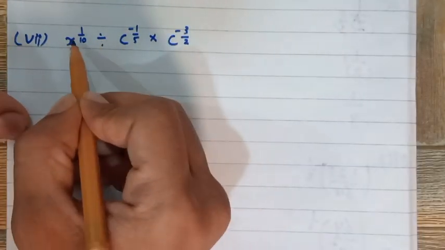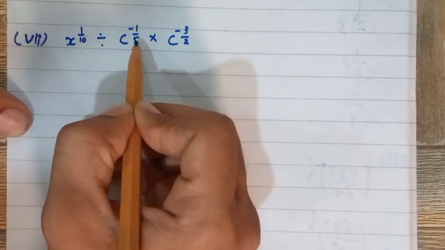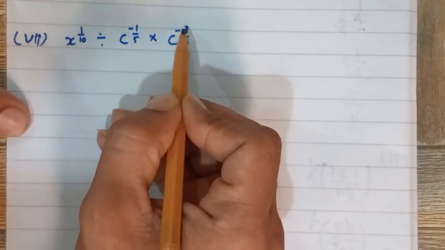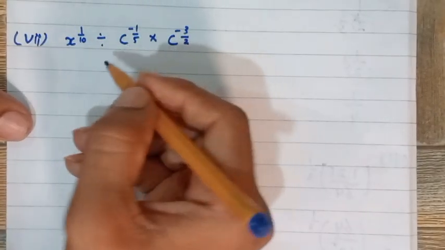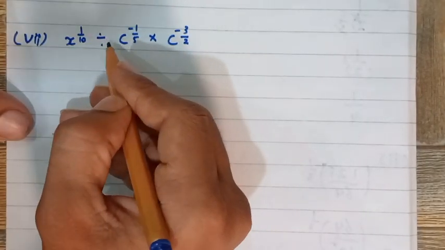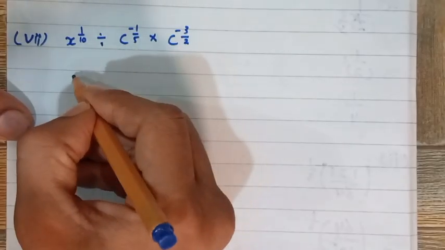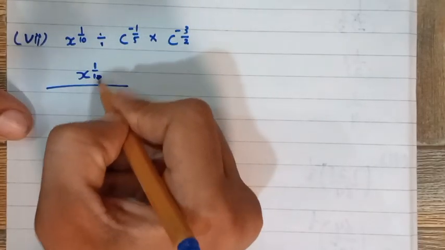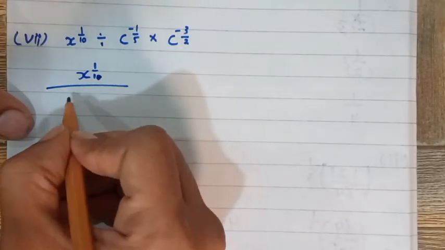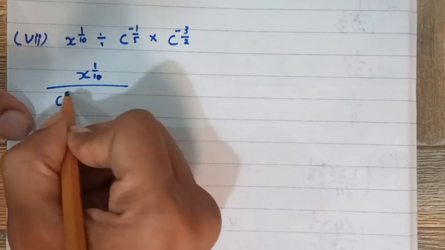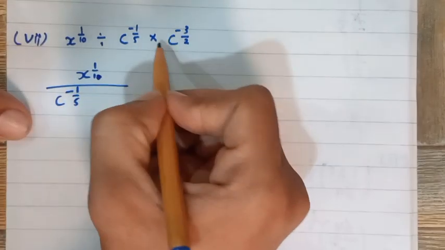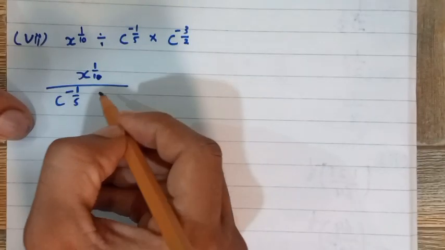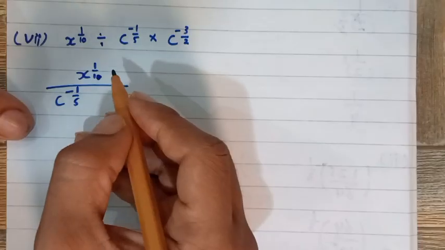Question number 7 is x^(1/10) divided by c^(-1/5) multiplied by c^(-3/2). So here I am supposed to simplify it. Here the sign of divide is there, so I will write it likewise: x^(1/10) divided by c^(-1/5). Here it is getting multiplied, but the sign is in minus. For changing the sign, I am supposed to bring it downside.